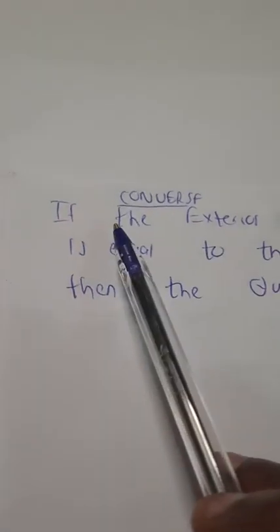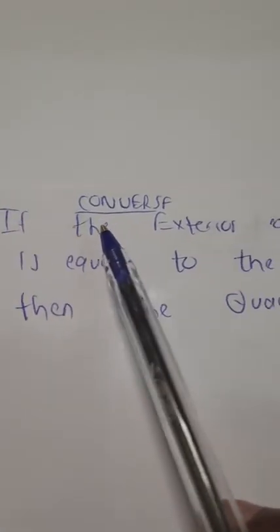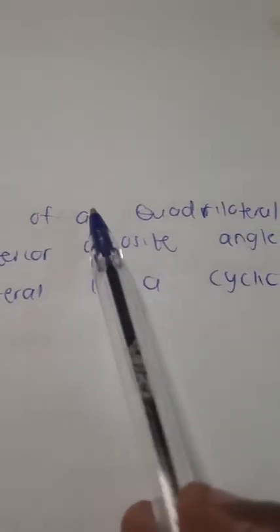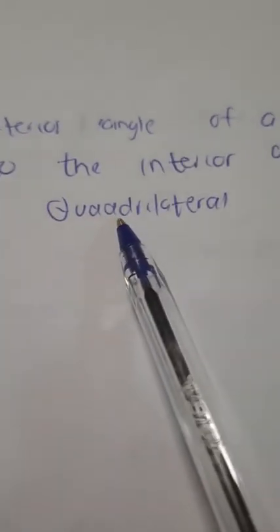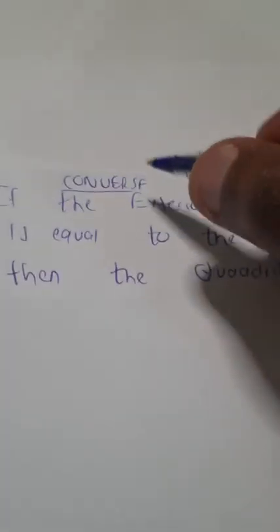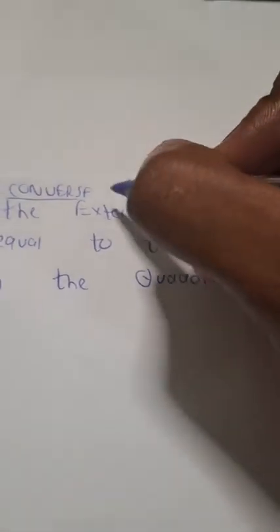The converse says: if the exterior angle of a quadrilateral, so this is just a quadrilateral, if the exterior angle of that quadrilateral is equal to the interior opposite angle, then that quadrilateral is not just a quadrilateral, but it is a cyclic quadrilateral. So practically speaking, the converse here is always used to prove that a quadrilateral is a cyclic quad.